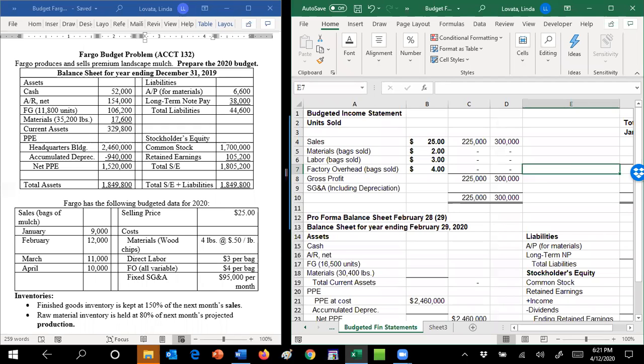That takes us to financial statements. We have all the numbers. We just have to figure out where they go. So I'm going to flip it back and forth between the two tabs.